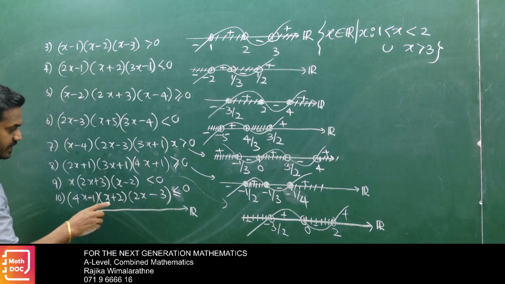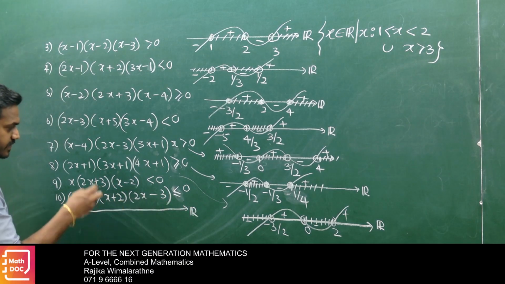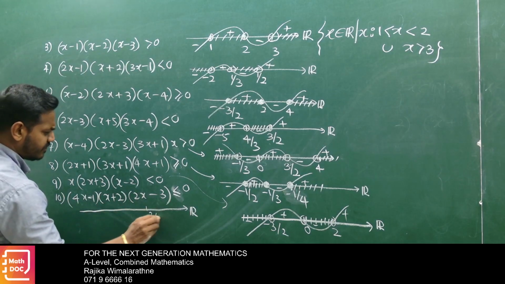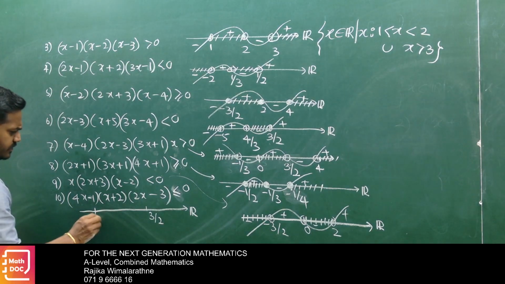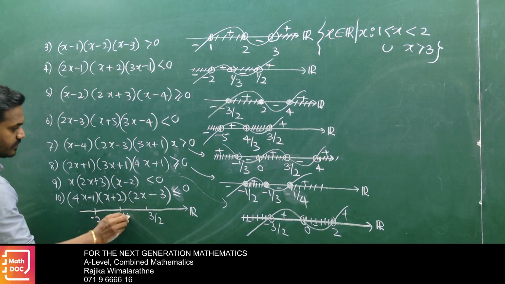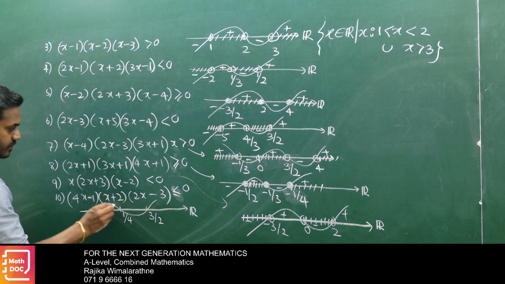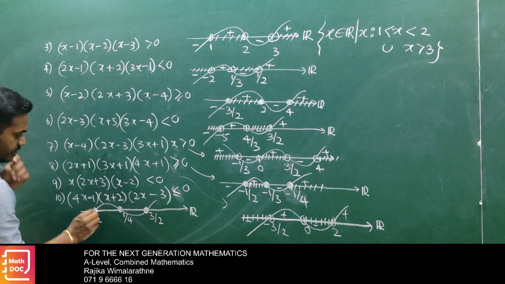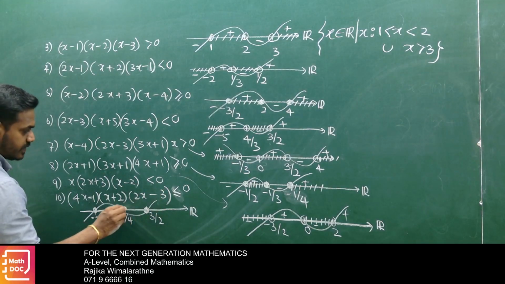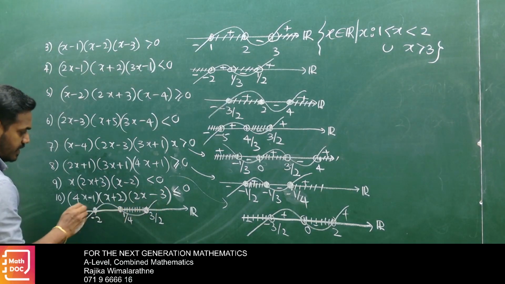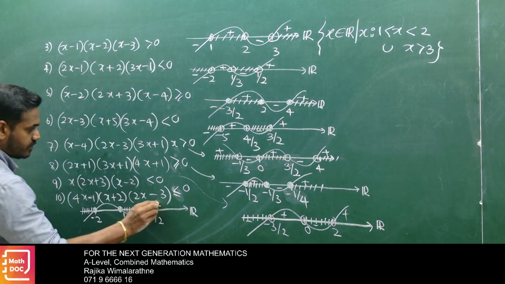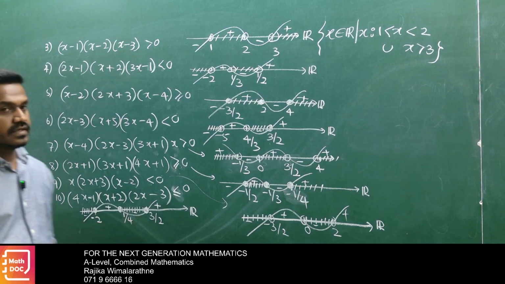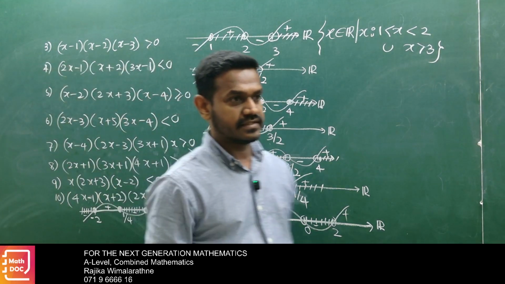The last one, here 4x minus 1, x plus 2, 2x minus 3, no? Then here 3 over 2, here minus 2, and here 1/4. So we have equal here, shade, then negative region here and here, positive, positive, negative, and negative. That's the shaded region is the answer.